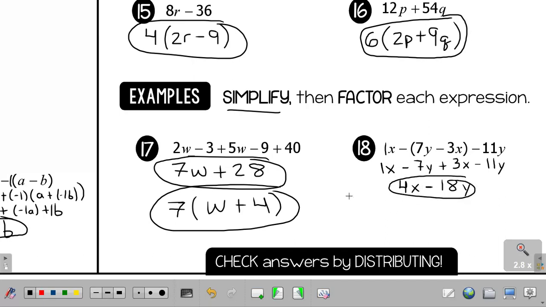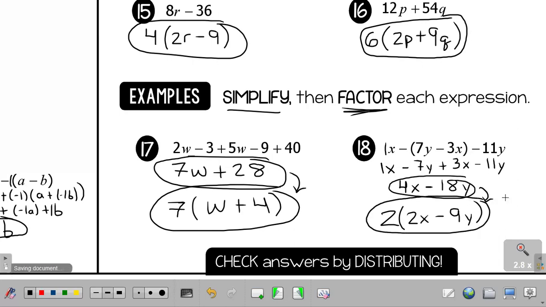And now we factor. Okay, once again, factor. In this case, our greatest common factor here is 2. So when we take out 2, that's going to leave me with 2x minus 18 divided by 2 is 9, and then we still have the y. So once again, simplify, then factor.